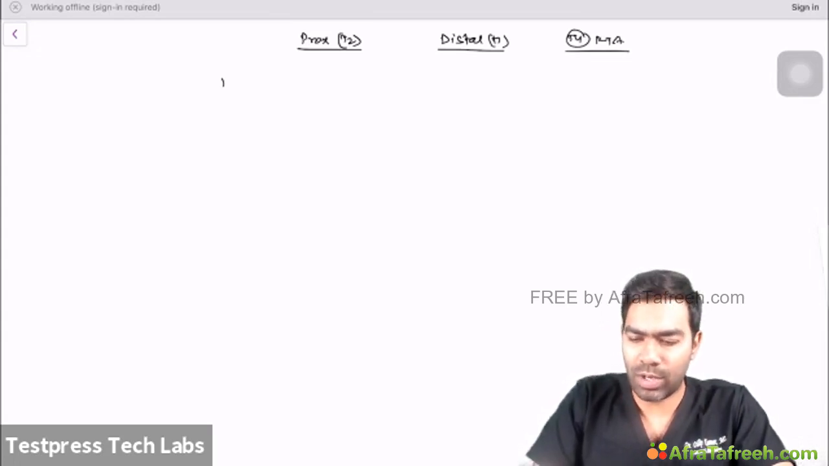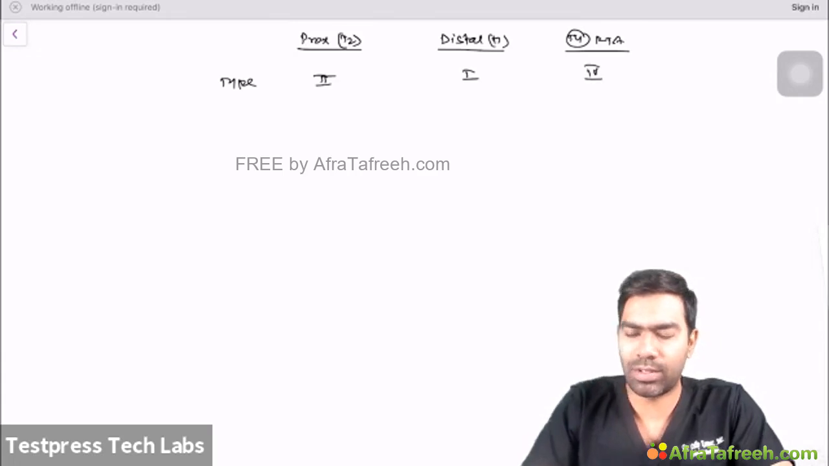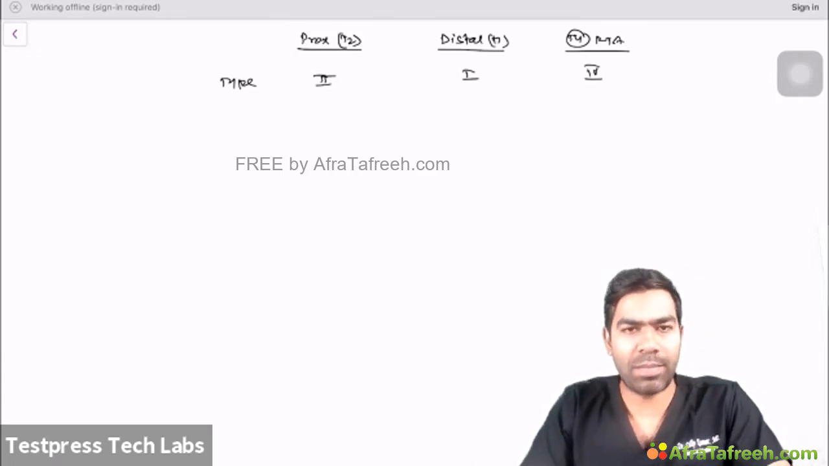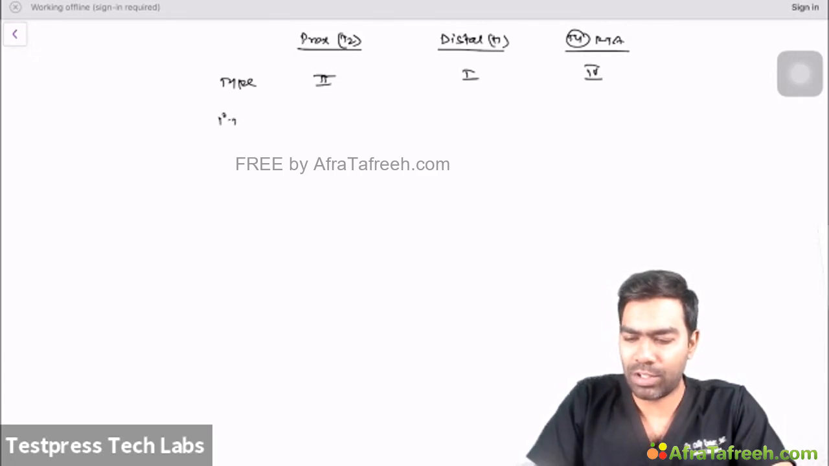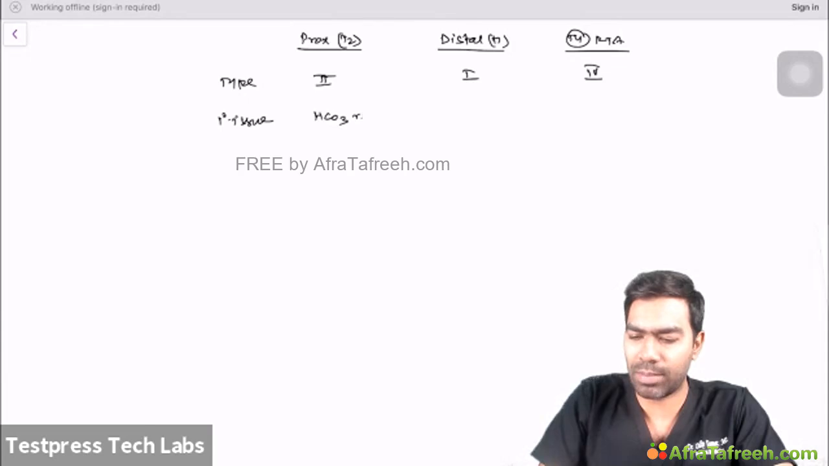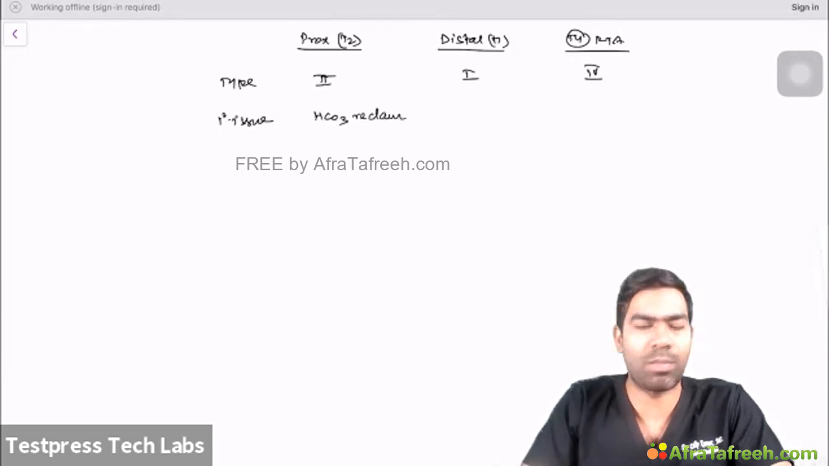So first of all, what is the type that we call? It's type 2, it's type 1, it's type 4. Clear? So what is the primary problem here? The primary issue here is bicarbonate reclamation. That is what is the problem here.